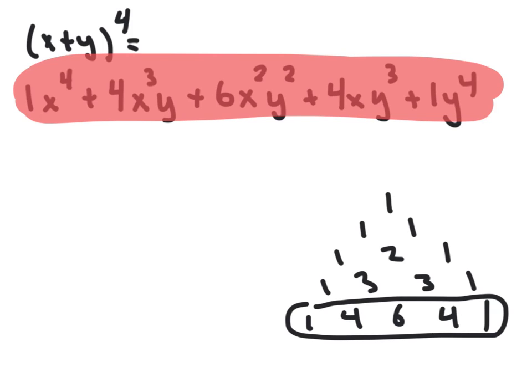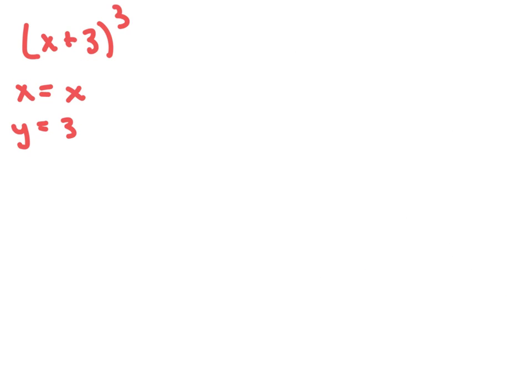Let me just do 2 more examples to keep showing you how this works. So let's take a look at this one. Something happened here that's a little bit different that I want to make sure you notice. Instead of x plus y to the third, it's x plus 3. Or in other words, the y value from this point on will be a 3. So let's multiply this binomial out.